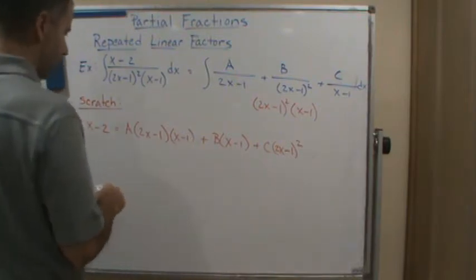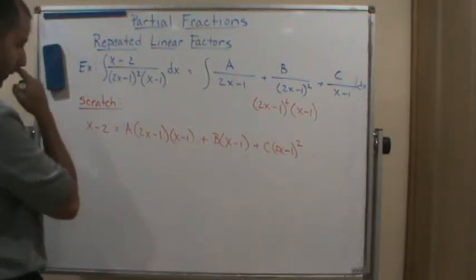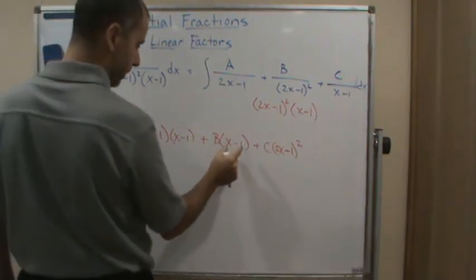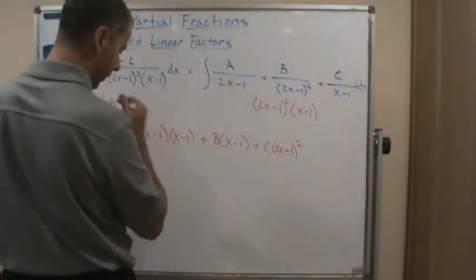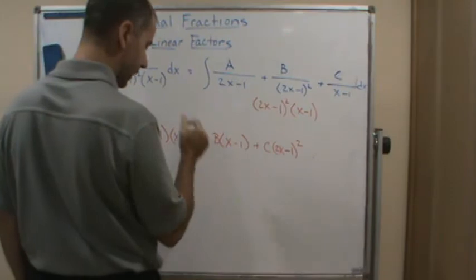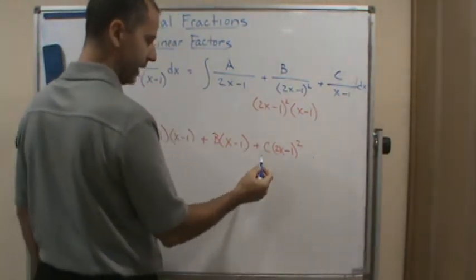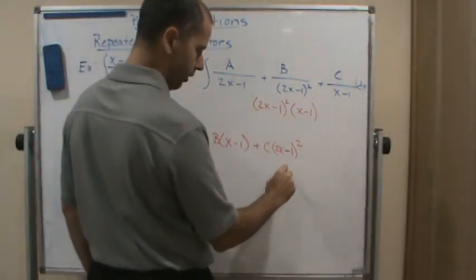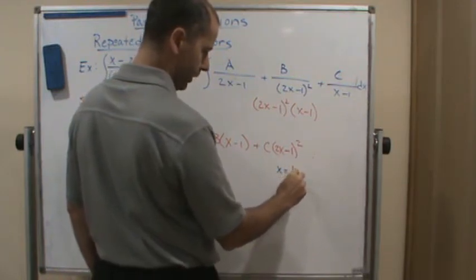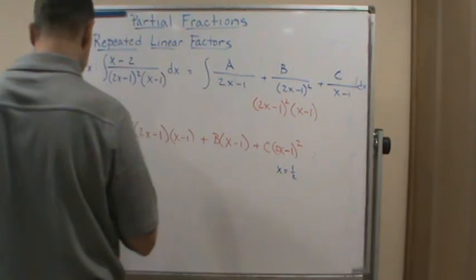So let's solve for a. So let's make x equal to 1. Nope, let's make x equal to, what does x need to be here to be 0? Well, that would be x is equal to 1/2. So let's make x equal to 1/2.